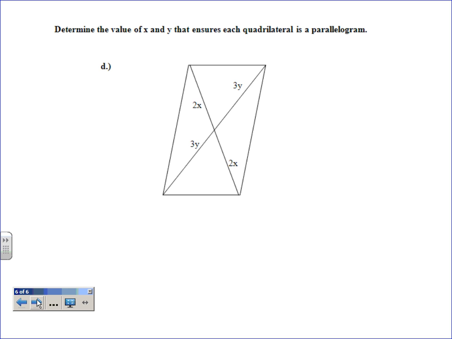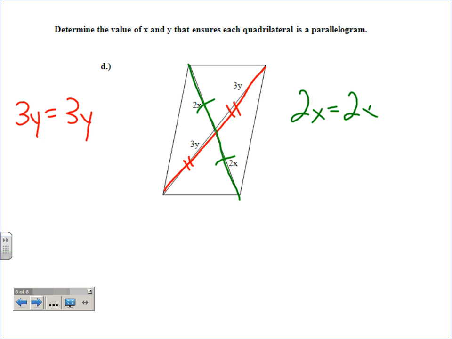I think it's fairly obvious which one we're going to try and use this time. We have all information about diagonals. Yeah, so diagonals bisecting each other, which is number 3. It was number 4 yesterday. It's number 3 today. So 3y has to equal 3y. And 2x has to equal 2x. Well, this is interesting. Divide by 3. So y has to equal y.